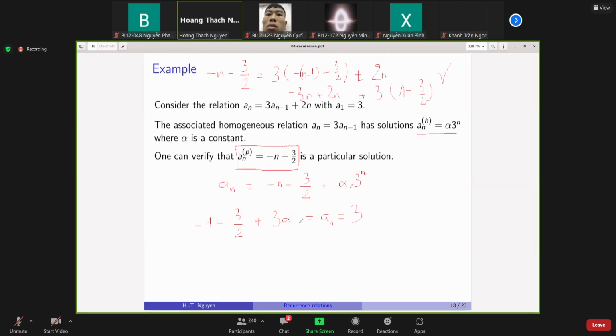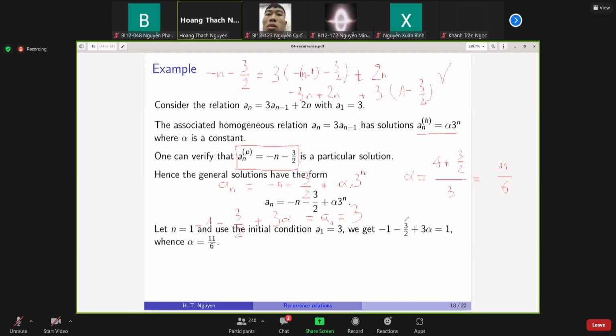What do you find? What is alpha here? Alpha should be equal to something like 3 plus 1, which makes 4. 4 plus 3 halves over 3, which is equal to 11 over 6. Okay, so our calculation is correct.